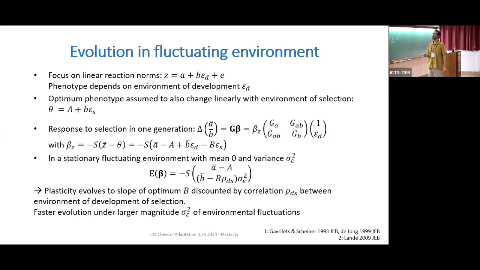So plasticity should evolve to the slope of the optimum, discounted by this autocorrelation. I mean, reduced, because we expect the autocorrelation to be below 1. It could actually be negative. And then you also see these terms coming out here. So this means that selection on the plasticity is not just proportional to the strength of stabilizing selection, it's also proportional to the magnitude of fluctuations. Bigger fluctuations, they will cause faster evolution towards this equilibrium. Okay.